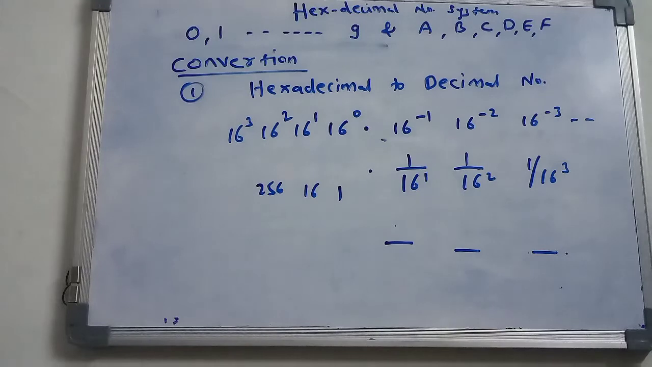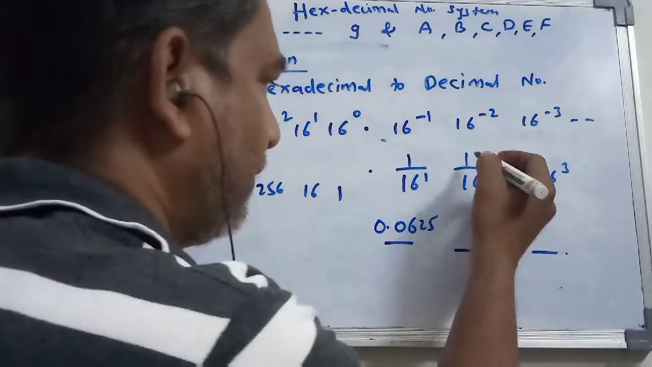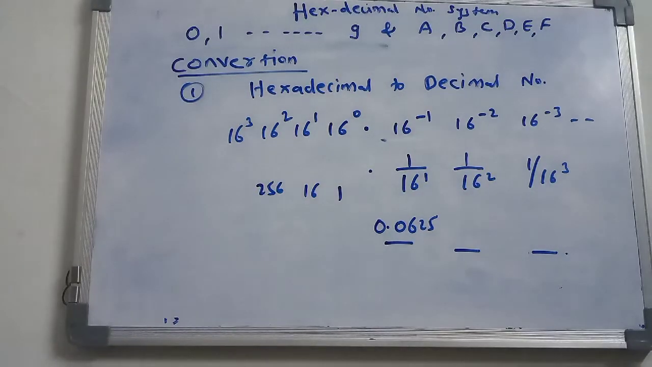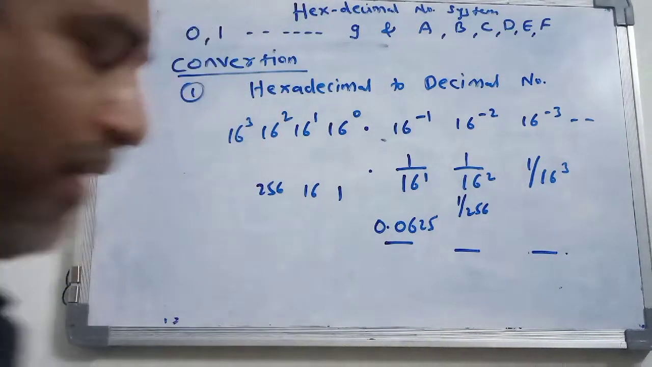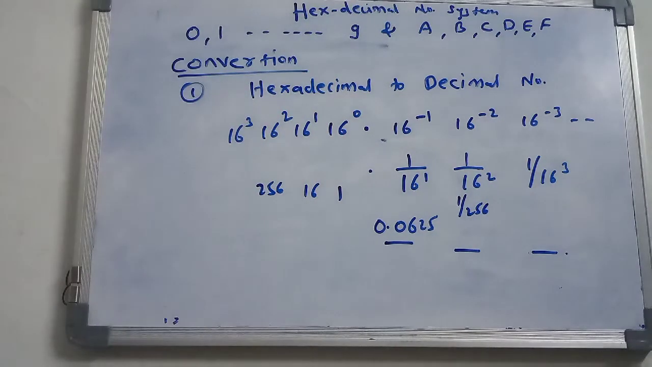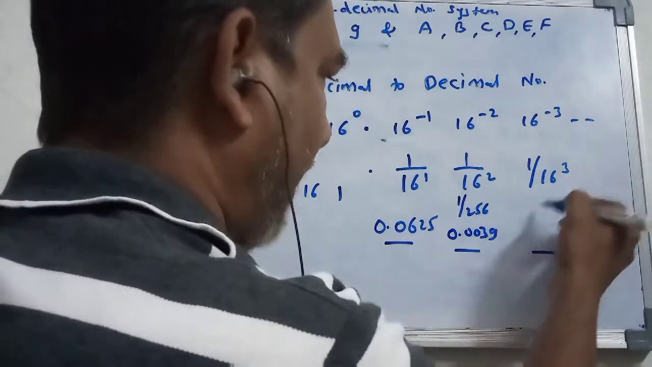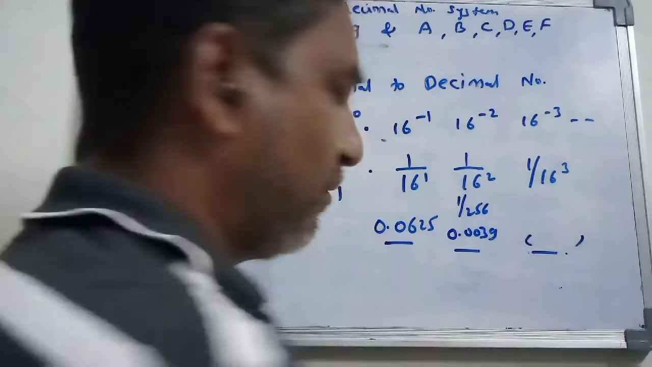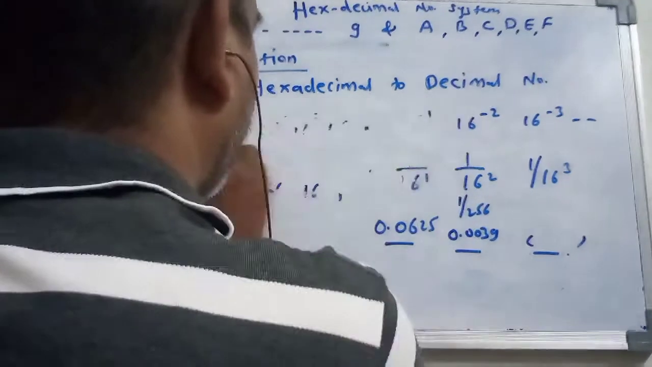Suppose 1 divided by 16 raised to power 1 means 1 divided by 16, which is 0.0625. Then 1 divided by 16 raised to power 2 is 1 divided by 256, and the answer will be 0.0039. Likewise, for 1 divided by 16 raised to power 3, you have to write down the answer.